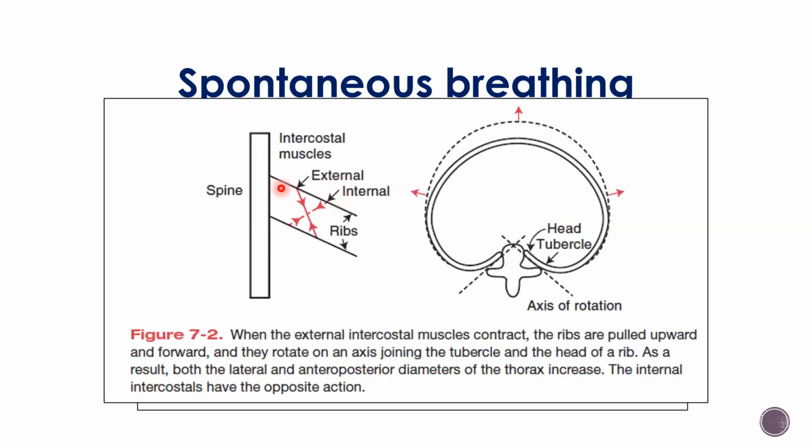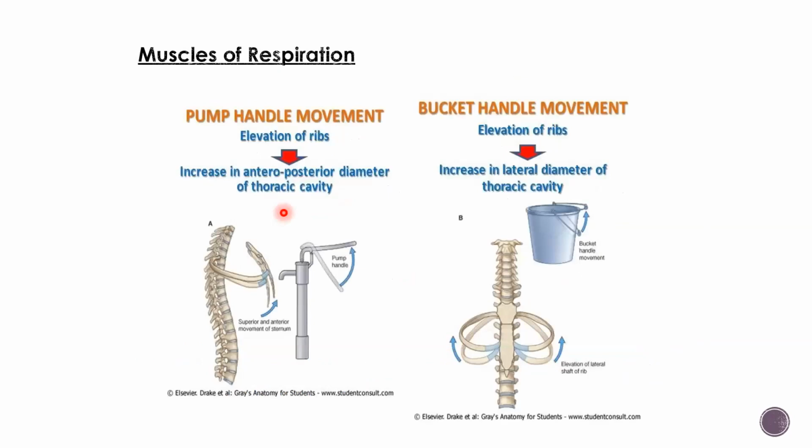The same thing I am showing in reverse. There is something called pump handle movement and bucket handle movement. With the contraction of the external intercostal muscles, the rib cage will move like this. Pump handle, it will move like this. It also increases the anteroposterior diameter. It moves upwards, one because of the diaphragm inside the lung, the other because of the rib cage, caused by the external intercostal muscles.